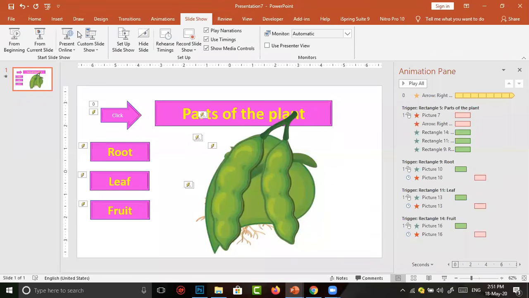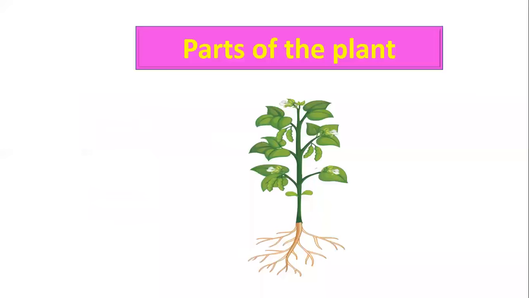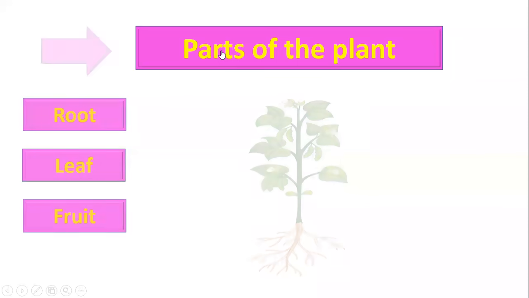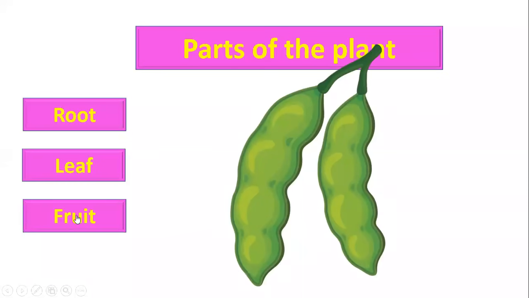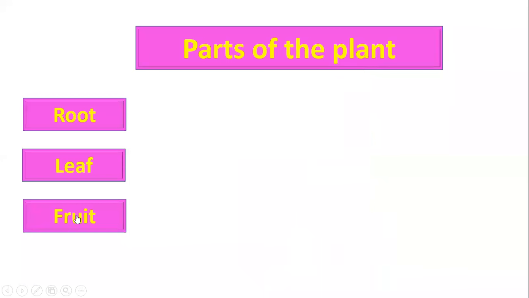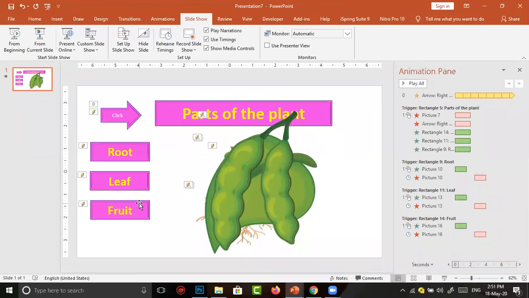Suppose I make a click on parts of the plant. Now these three things are enabled. I am doing the last one only. I click on fruit. The fruit is appearing and disappearing. That's all.